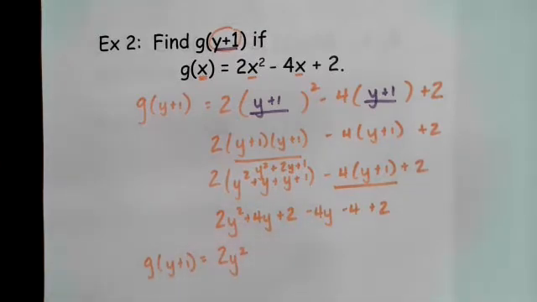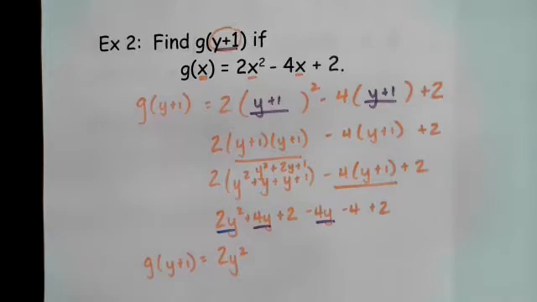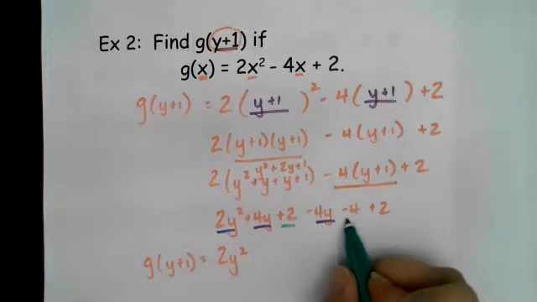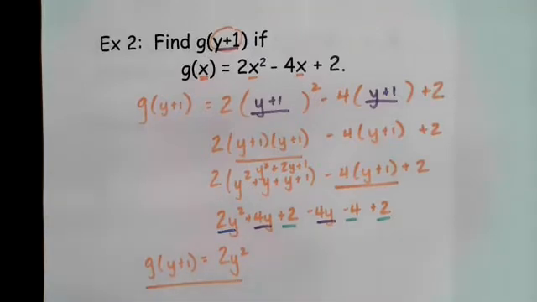So I have 2y squared. That's my only y squared term. If I look at my y to the first, I've got a positive 4y and a negative 4y. That's 0, so I'm just going to leave those alone. Then I have a plus 2, a minus 4, and a plus 2. That's also 0. So this is my final answer, 2y squared, which just happens to be small. Usually it's a lot bigger, but my like terms combined.